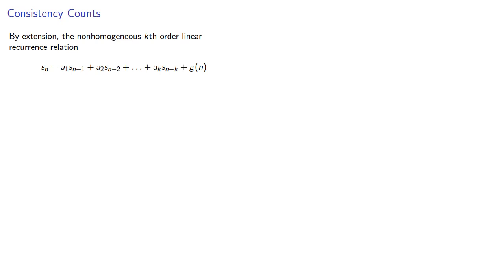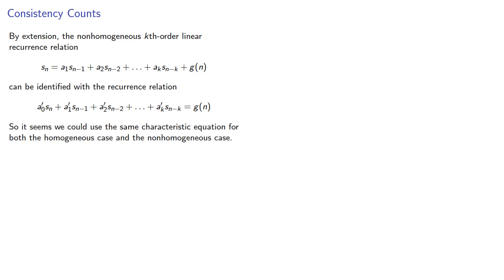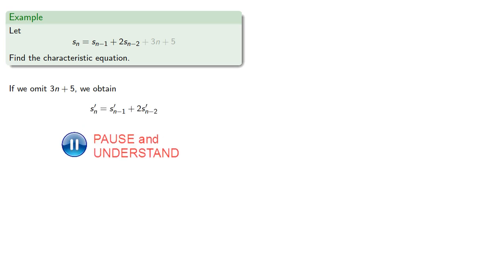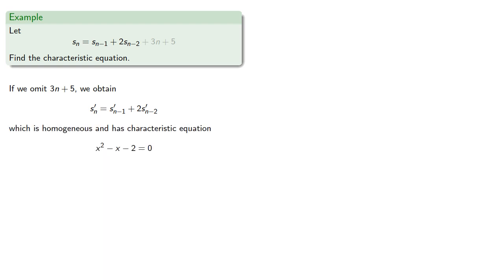By extension, the non-homogeneous kth-order linear recurrence relation can be identified with the recurrence relation, which looks very similar, so it seems we could use the same characteristic equation for both the homogeneous case and the non-homogeneous case. For example, let's consider this non-homogeneous recurrence relation. If we omit the 3n plus 5, the part that's making it non-homogeneous, we obtain, which is homogeneous and has characteristic equation.